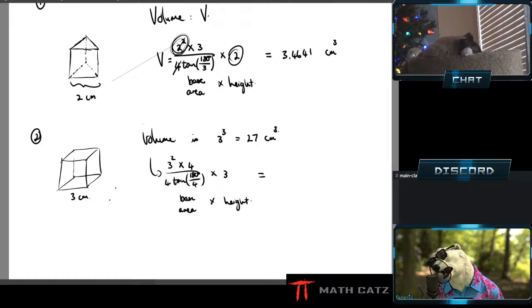3 squared is 9 times 4 divided by 4 tan of 180 over 4... that is 80 if I can learn how to type. That times 3. Oh, big surprise. I get 27 again. I know you were shocked.